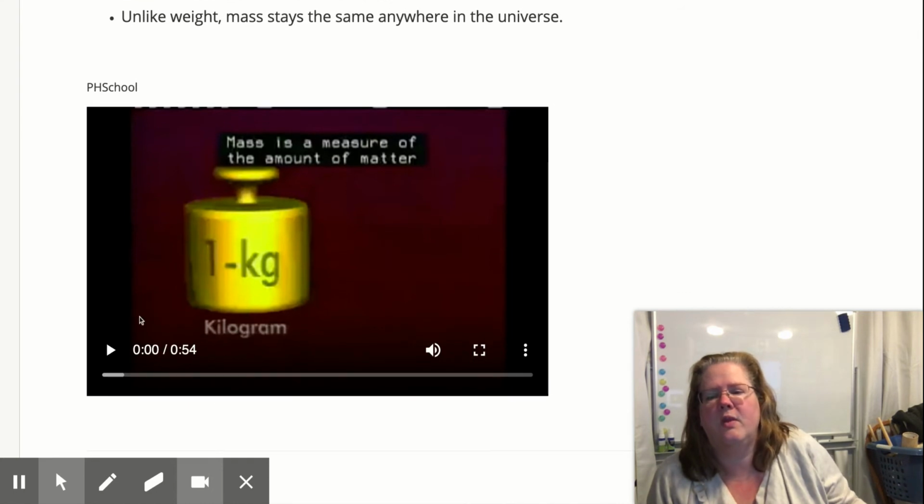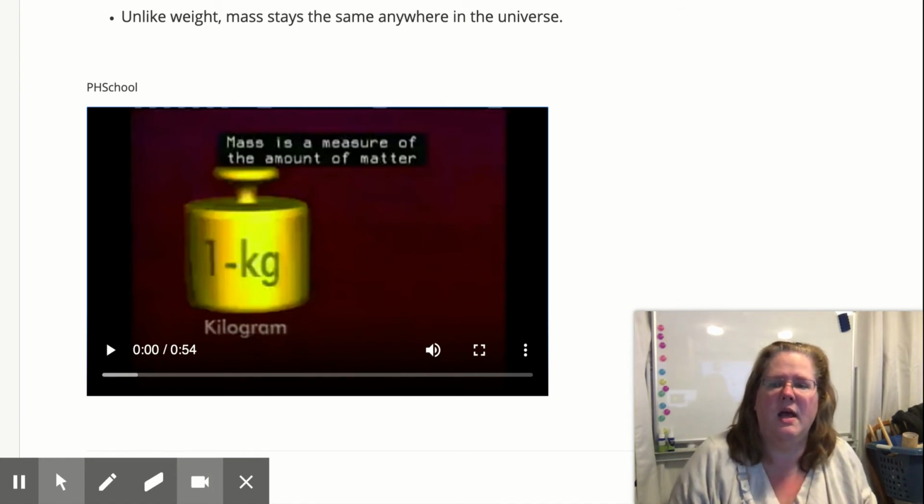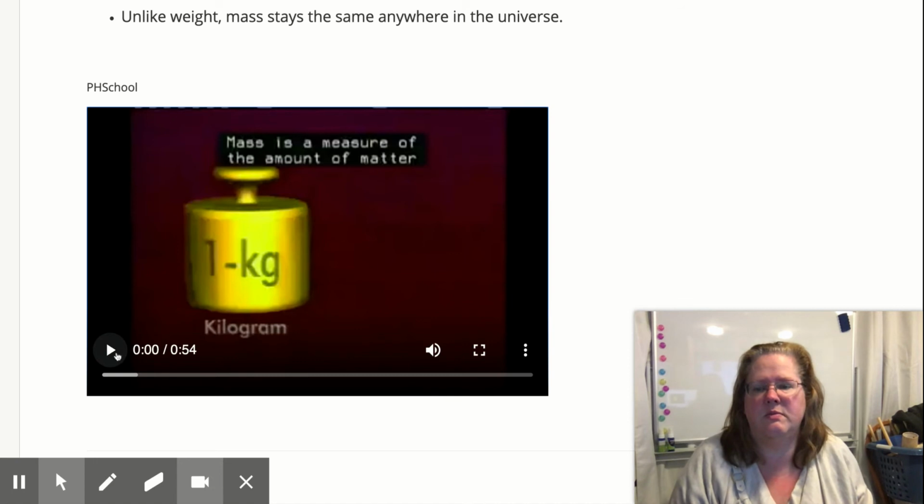So, when you are done with this, you should go watch this movie. It's a really quick one reminding you about the difference between what is a kilogram. In fact, maybe we'll just watch it.